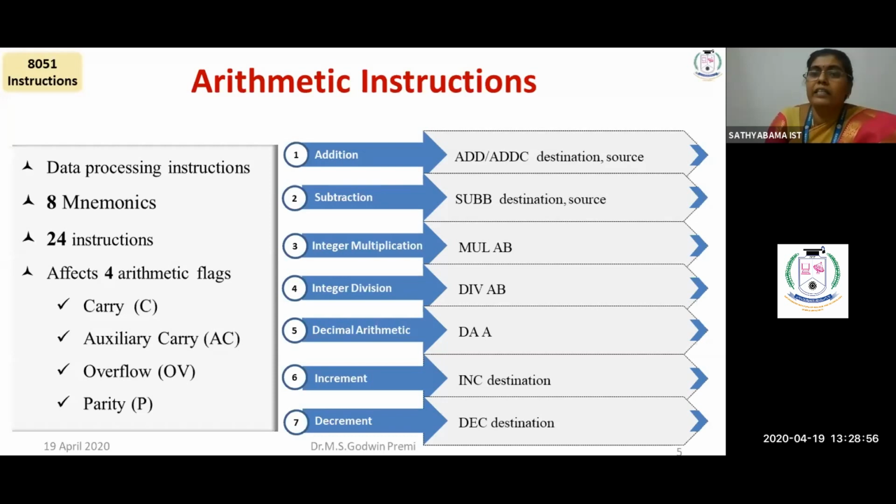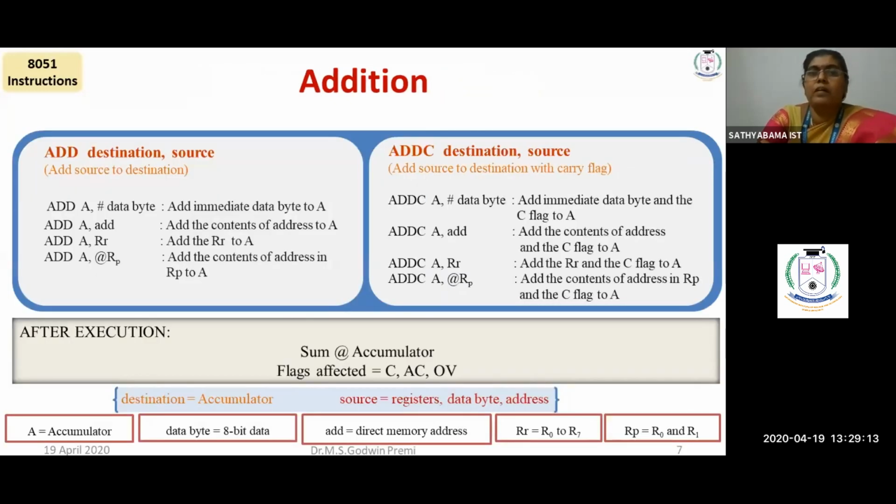Integer multiplication, we have MUL. Integer division, we have DIV. Decimal arithmetic, it is DA. Increment, INC. Decrement, DEC. Now let us go into the details of these instructions. First, let us go with the addition operation. For addition, we had 2 opcodes, ADD and ADDC.